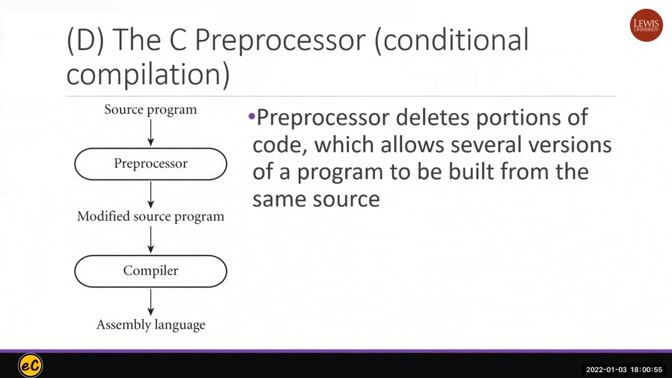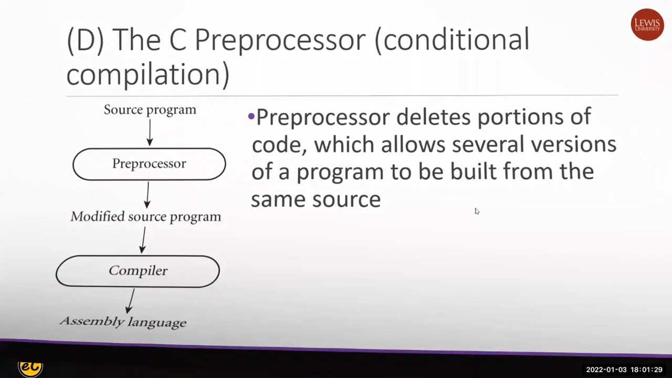Okay, strategy D, the C preprocessor, the conditional compilation. Okay, so you have a source code. You actually use the inline code or some macro that will do expansion. So the preprocessor deletes portions of code, which allows several versions of a program to be built from the same source code. So there are some multiplications that will happen in the conditional compilation. Usually, this conditional compilation means the directive.